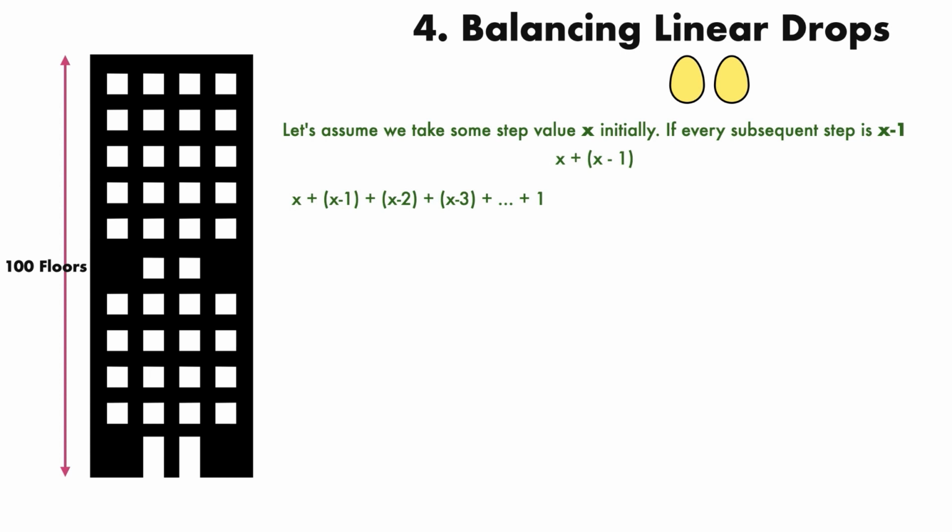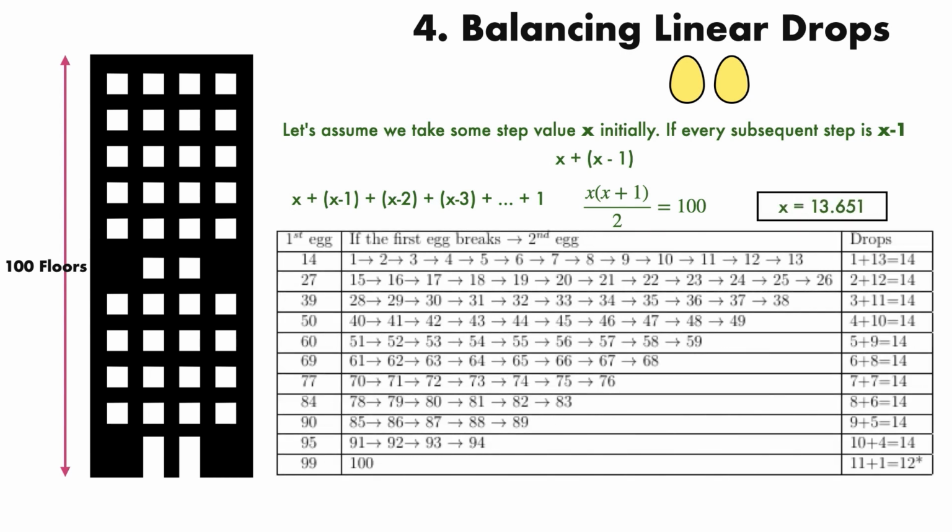So this is nothing but the sum of n natural numbers, and it can be calculated using the formula x times x plus 1 divided by 2. Because there are 100 floors in our problem, we solve for x when the entire summation is equal to 100. When the number of floors is different, we have to evaluate the expression for the different value. So in this case, x times x plus 1 divided by 2 equals 100. After solving this equation, we get x equals 13.651.